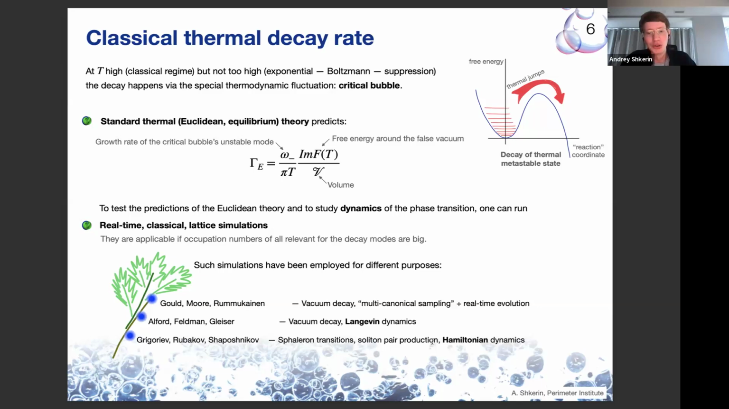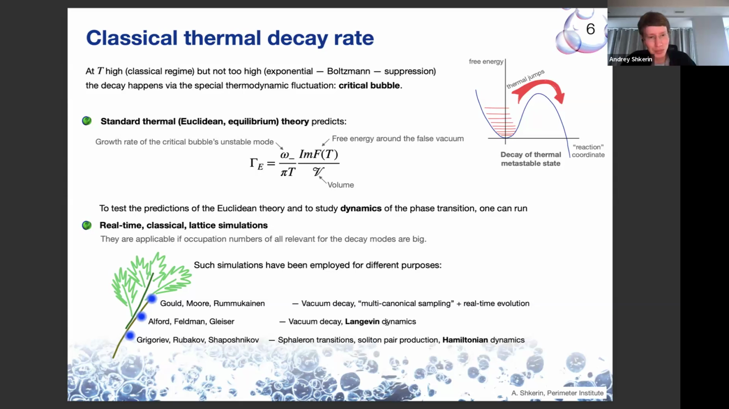And in doing so, they used the Hamiltonian dynamics of the fields. I will discuss that later. One can also mention some works by Alford, Feldman, Gleiser, and others who studied vacuum decay, among other things. But they used Langevin dynamics instead. So the system was implicitly coupled. There was an implicit heat bath, and they used Langevin dynamics to model the coupling of the system to the heat bath. I will discuss that later as well.